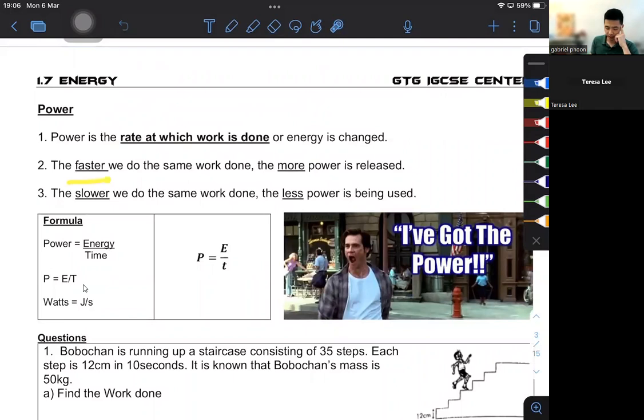Of course, the faster you do the same work, the more power is released. The slower you do the same work, the less power is released here. Copy down now. The unit for power is watts. And do the 3 questions at the bottom.